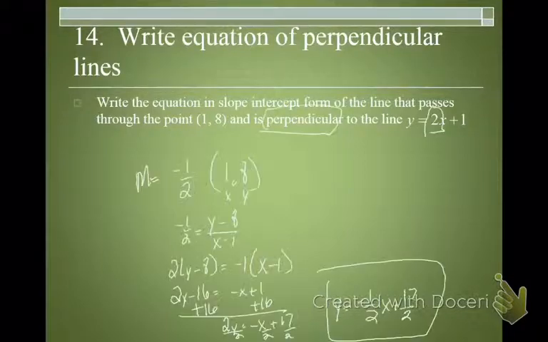Okay, how'd you do? This is what you should have gotten. The point on our line is (1, 8). Our slope's -1/2 because the slope of the existing line is 2. Plug it in the slope formula. Do your algebra, and you should come up with y equals -1/2 x plus 17 over 2.